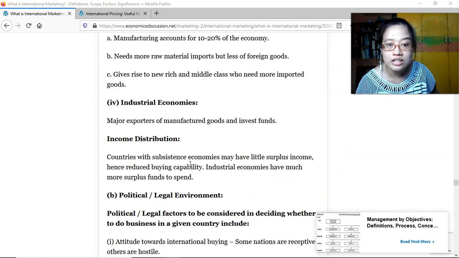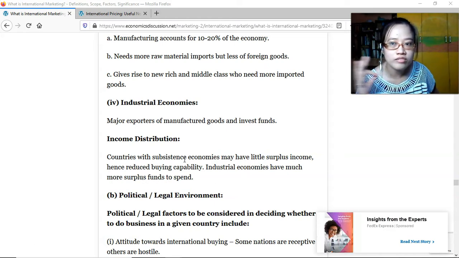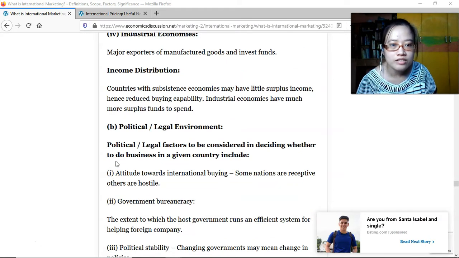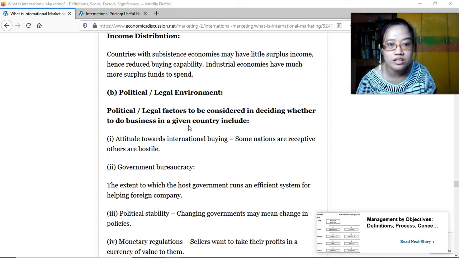Income distribution: countries with subsistence economies may have little surplus income. So in that case, they don't have the money to spend, lesser demand mostly for products, hence reduced buying capability. Industrial economies have much more surplus funds to spend. Political and legal environment is considered in deciding whether to do business in a given country.